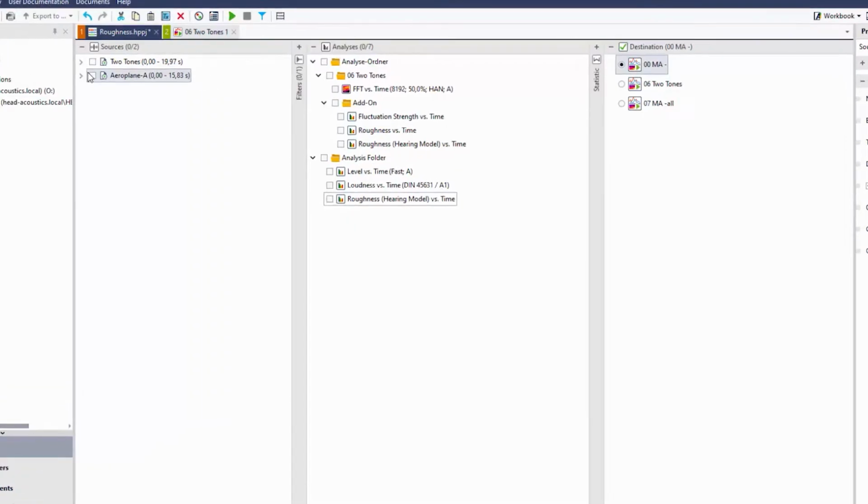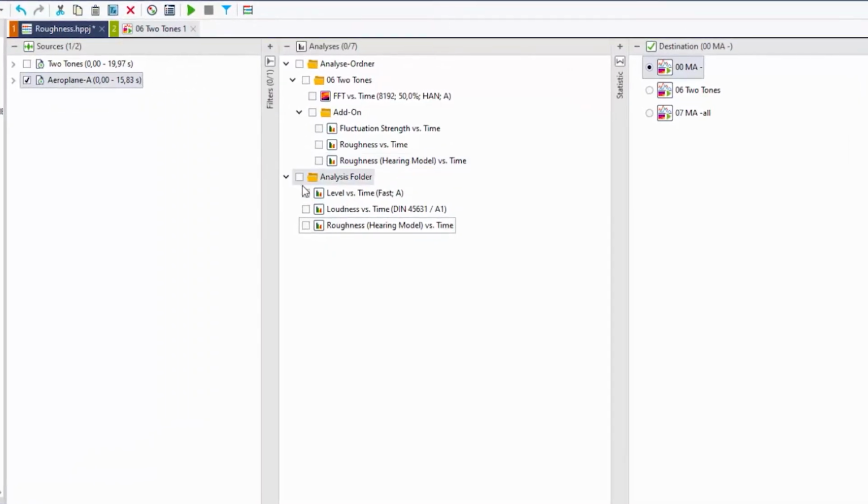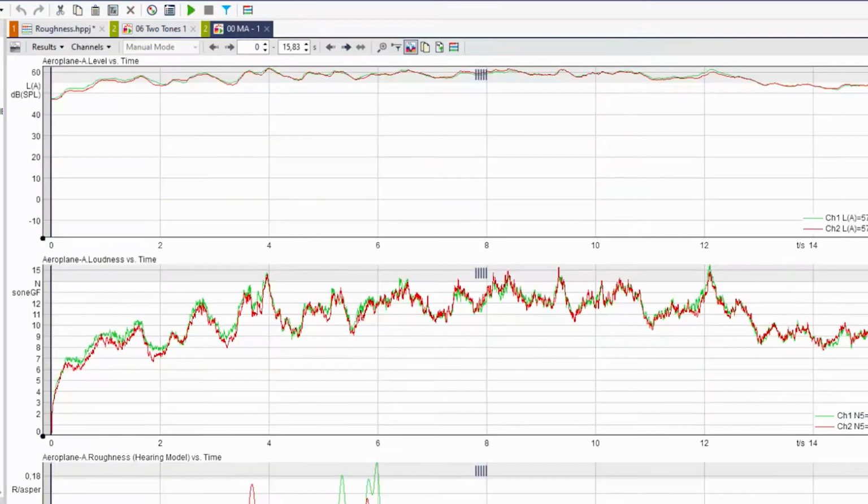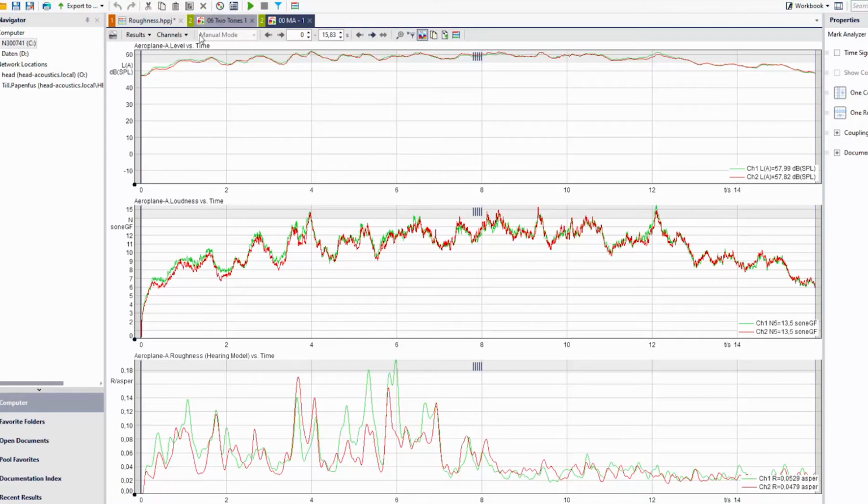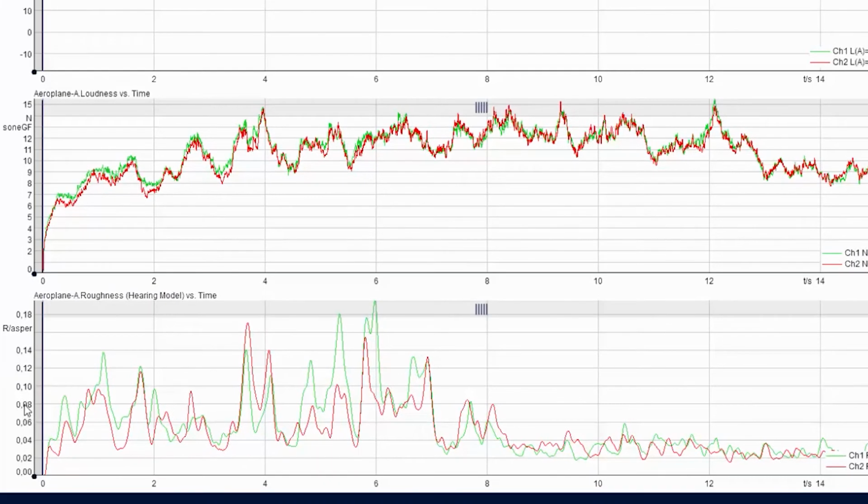So how do I apply this analysis in practice? I'll take my airplane example again and calculate the A-weighted sound pressure level, the loudness, which we have also learned before, and the roughness from Head Acoustics, and look at it all together. The airplane flies by and we see the level and loudness increase a little bit in the middle. The roughness behaves differently. Present at the beginning, it then rises to its highest value here at 6 seconds, only to disappear again right after that.